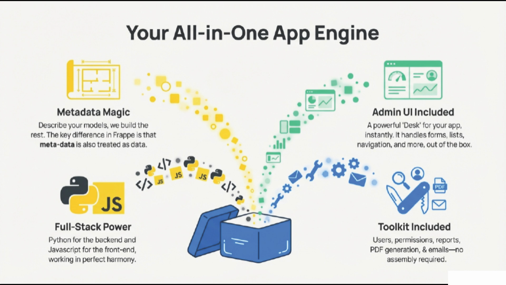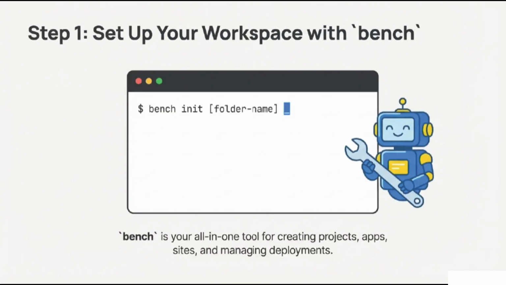So, what exactly is Frappe? Think of it as your all-in-one app engine. Most frameworks require you to stitch together a database, an ORM, a front-end framework, and a PDF generator. Frappe is different. It creates a perfect harmony between Python on the backend and JavaScript on the front end. It comes with metadata magic. This means you describe your data models, and the framework builds the rest. And the best part, the batteries are included. You get a full admin UI, user permissions, PDF generation, and email handling right out of the box. No assembly required. Let's get practical.